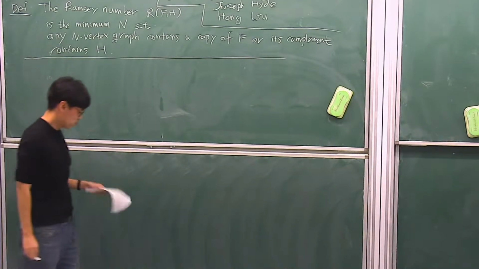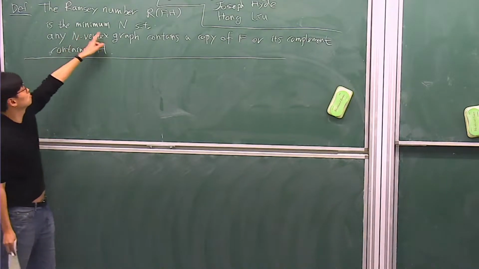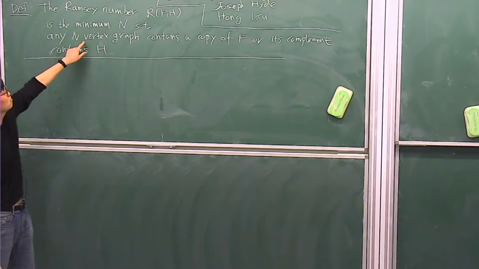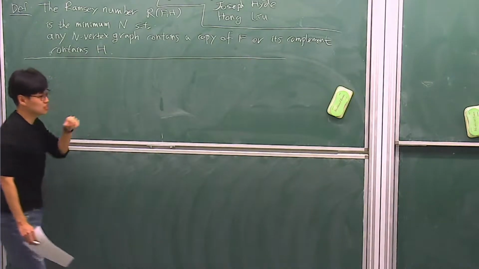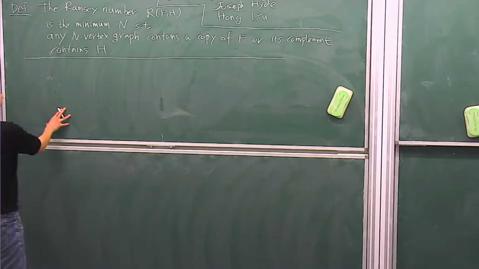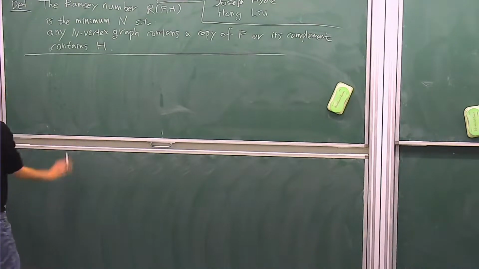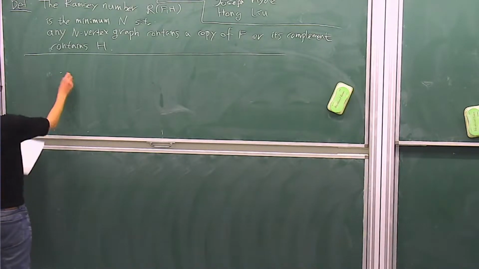This is the definition of Ramsey number. For two graphs F and H, we can define the minimum integer n such that if you have an n-vertex graph, it either contains a copy of F or its complement contains H. Usually you state this as a complete graph with red and blue colors. You can consider red as X and blue as non-X, then this is equivalent. And this provides a complicated theory, and determining this number is notoriously difficult.